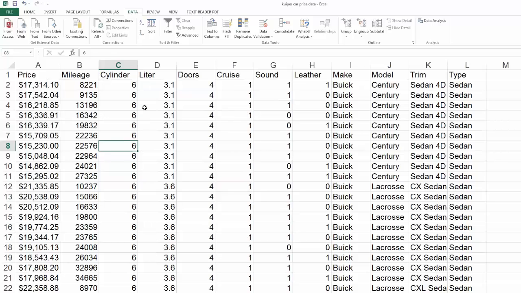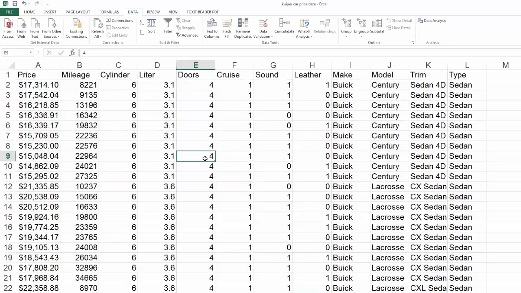Same thing with the size of the engine. The liters of the engine should be, the bigger the engine, again, more powerful car, which should make it more attractive and more expensive. So it should be a positive relationship between this liter variable and the price variable.